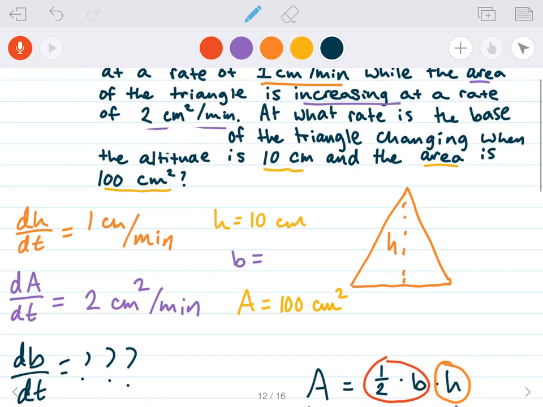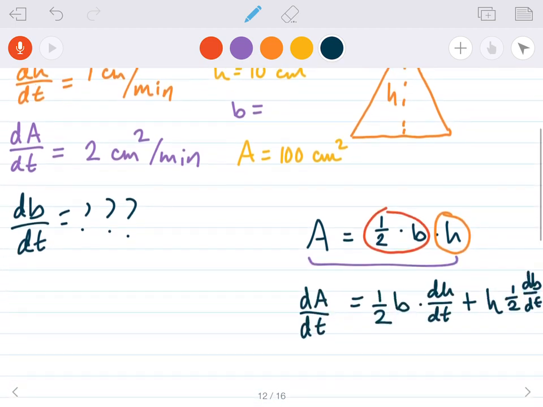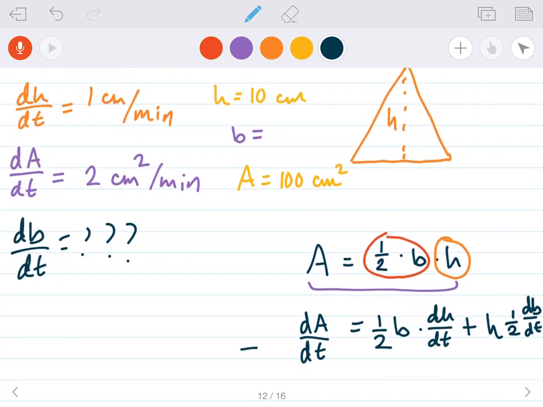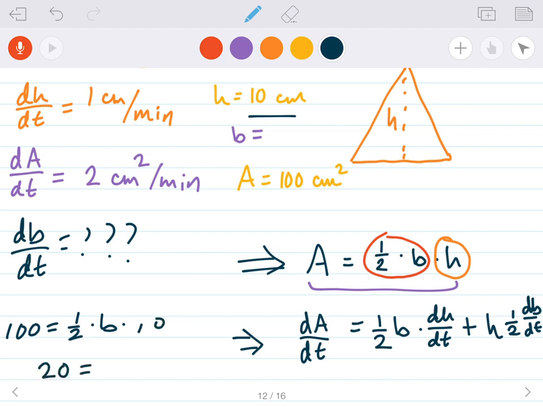At what rate is the base of the triangle changing when the altitude... Okay, so notice that we have everything that we need to plug in here to solve for db/dt, except b. And that's what we use here to find b. The area is 100, so we'll plug that in for A. 100 equals 1/2 times b times h, which is 10. And 10 divided by 2 is 5. 100 divided by 5 is 20. So our base is equal to 20 centimeters.